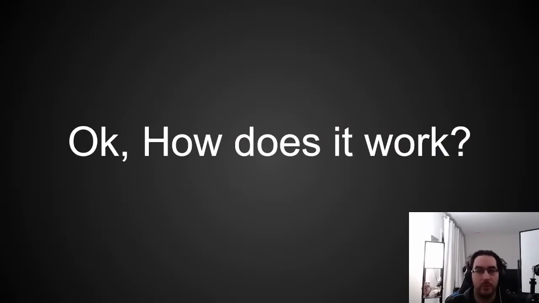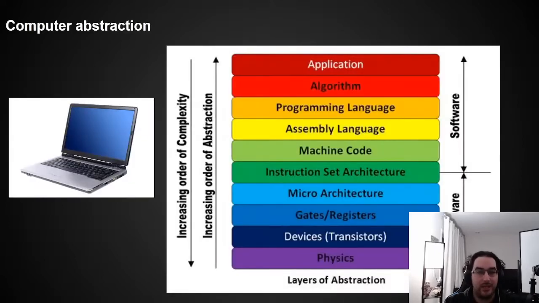Like we've talked about all of these different things that people have done with genetic engineering, but how does it actually work? And the answer is it's not that complicated. So when we think of a computer, to be able to write code for a computer, there's different levels of abstraction depending on what you're trying to do.